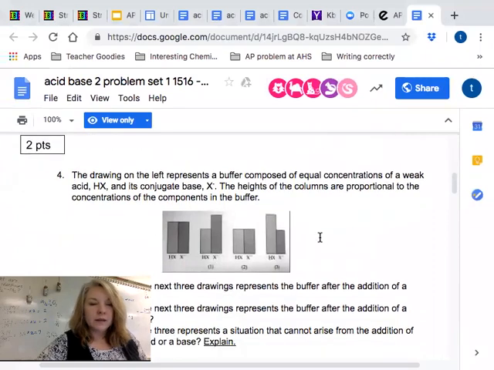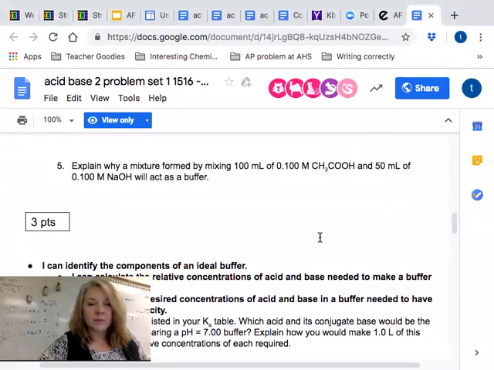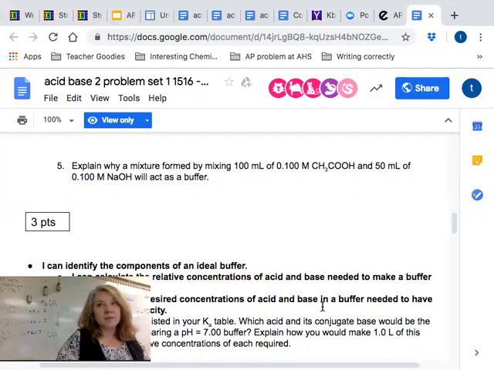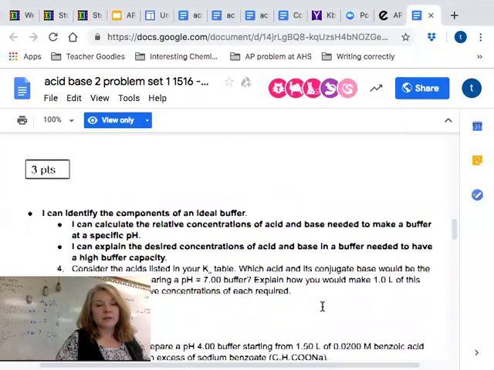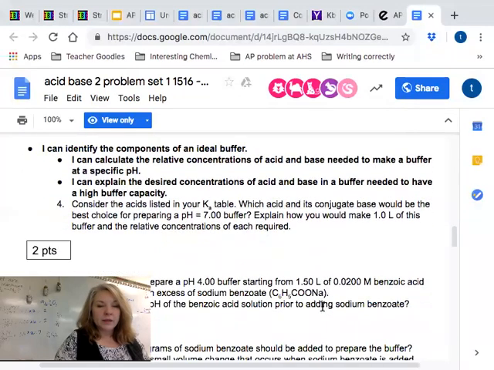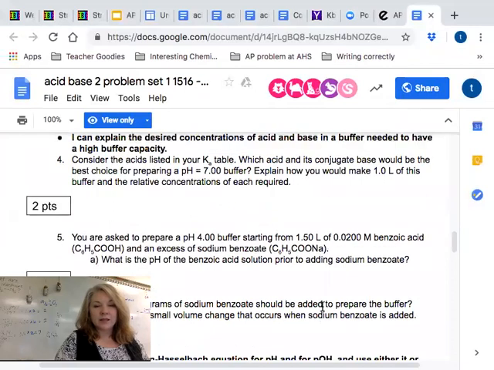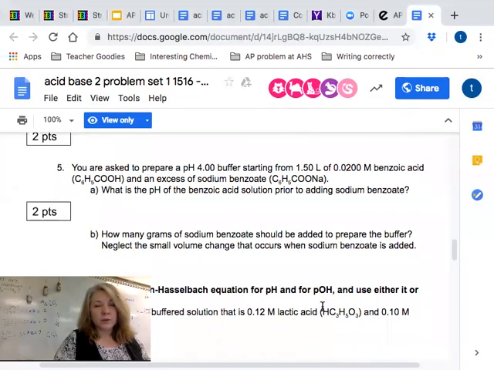All right, that one, number 4, you can figure that one out. Number 5, it says explain why a mixture formed by 100 milliliters of 0.1 molar acetic acid and 50 milliliters of NaOH will act as a buffer. That's like the second problem that I worked in this, I believe, or maybe the third one, except I used a strong acid and a weak base. And then consider the acids listed in your Ka table. Which acid and its conjugate base would be the best choice for preparing a pH of 7? If you want to go back, I'm going to make sure the PowerPoint is in our agenda, but you can go back and look at that PowerPoint, and you can pick one out. Or you can look in your book, and you can find one.